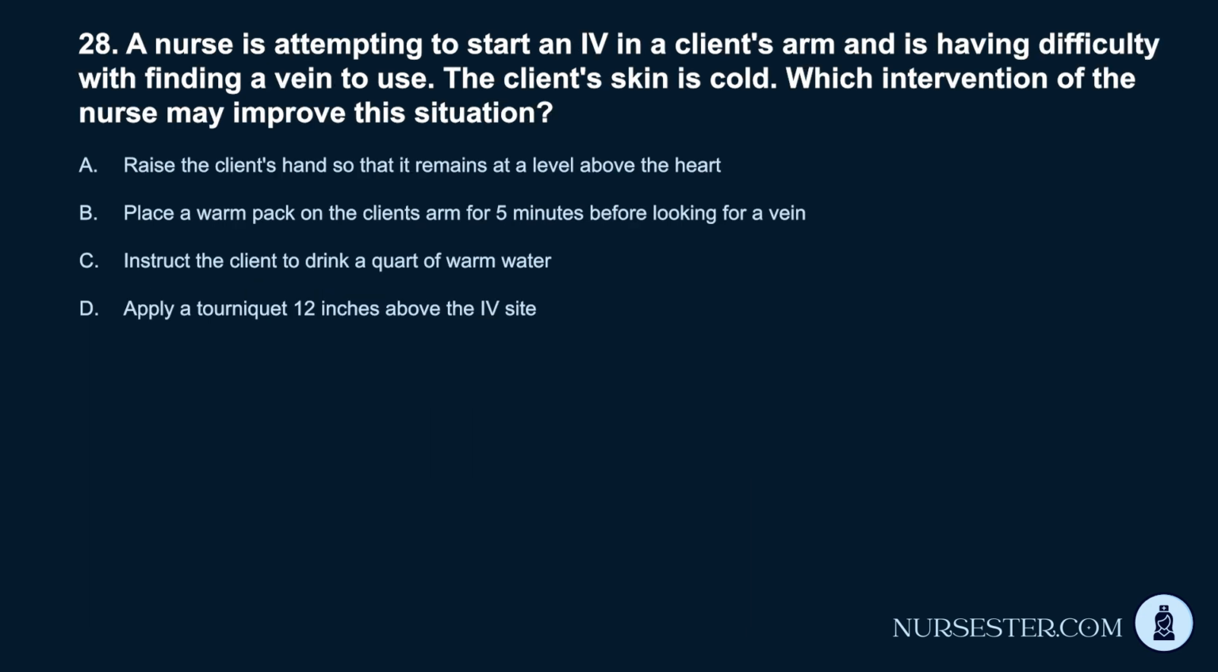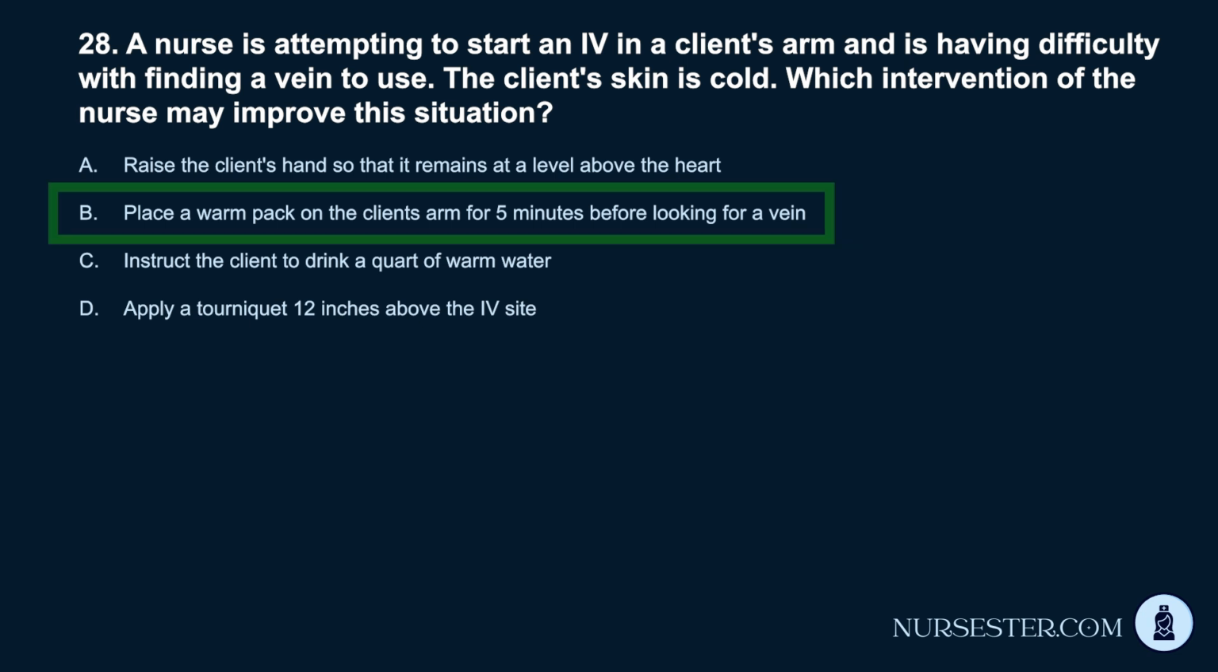28. A nurse is attempting to start an IV in a client's arm and is having difficulty with finding a vein to use. The client's skin is cold. Which intervention of the nurse may improve the situation? A. Raise the client's hand so that it remains at a level above the heart. B. Place a warm pack on the client's arm for 5 minutes before looking for a vein. C. Instruct the client to drink a quart of warm water. D. Apply a tourniquet 12 inches above the foresight. Correct answer, B. Place a warm pack on the client's arm for 5 minutes before looking for a vein.